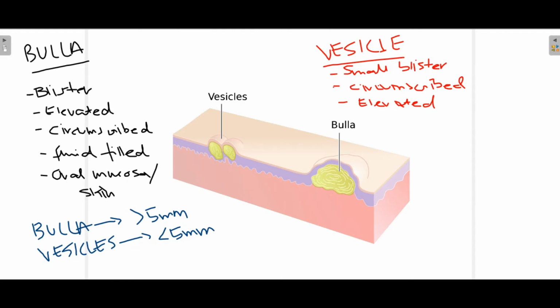On the other hand, vesicle is similar to bulla, but it's smaller in diameter as compared to bulla. It's also circumscribed and elevated. Now how will we differentiate a bulla and a vesicle? The main differentiating factor is the dimensions. Bulla is normally greater than 5 millimeters and vesicle is less than 5 mm. This is the one differentiating point used to differentiate bulla from vesicle.